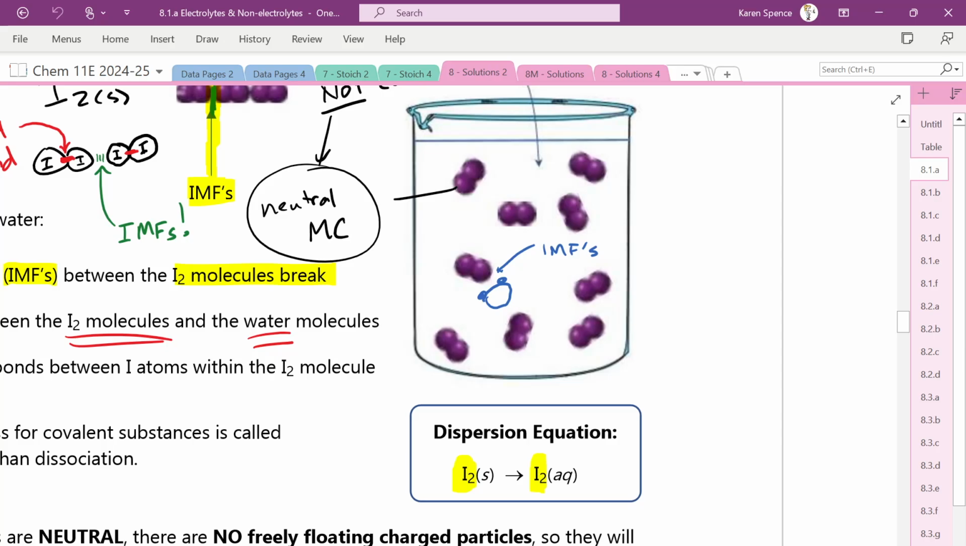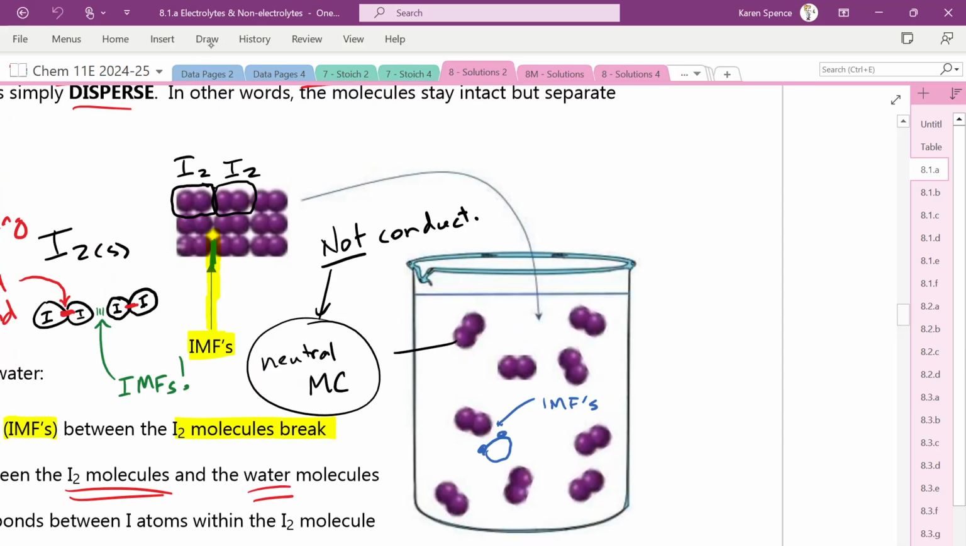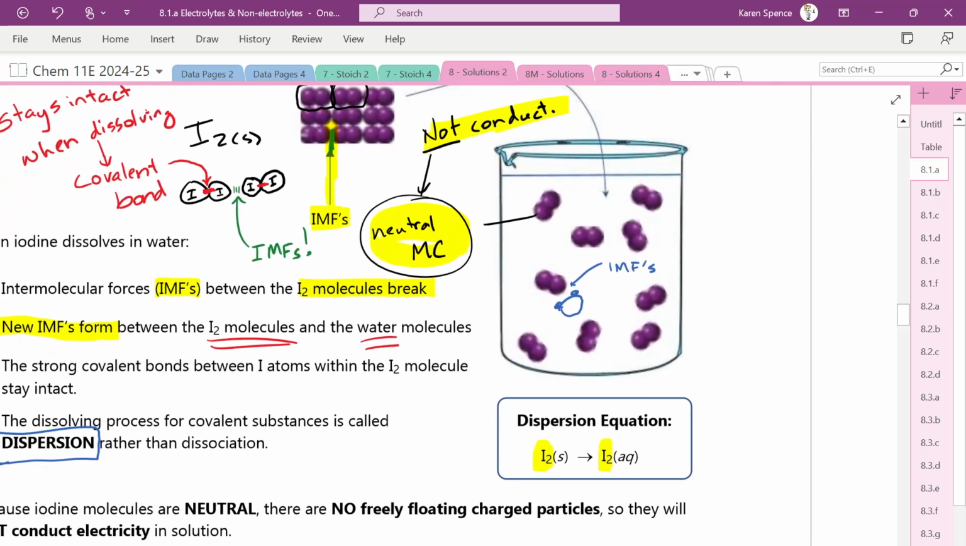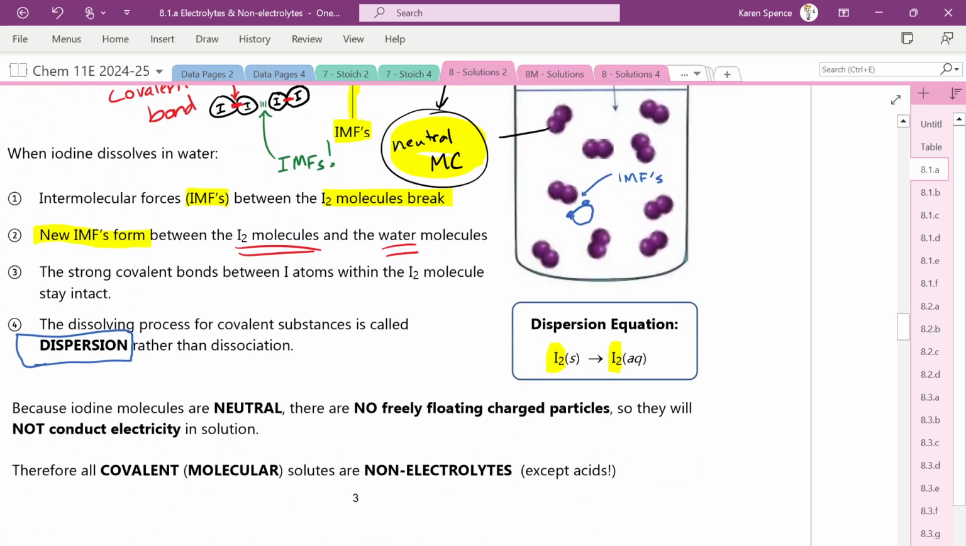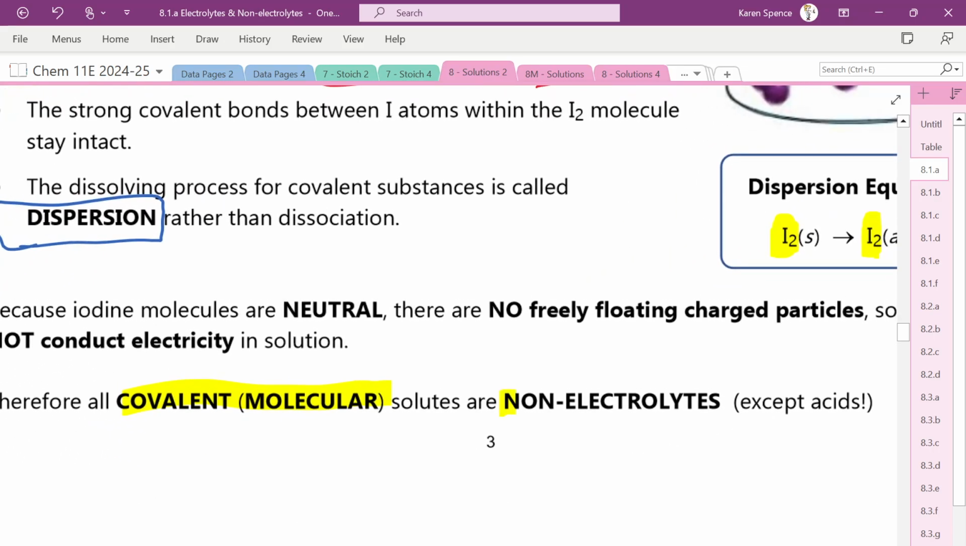This is page 3, actually. So they are neutral molecules, and therefore they do not conduct. All right, so covalent molecular solutes are non-electrolytes, except for acids, because we know that acids do what?